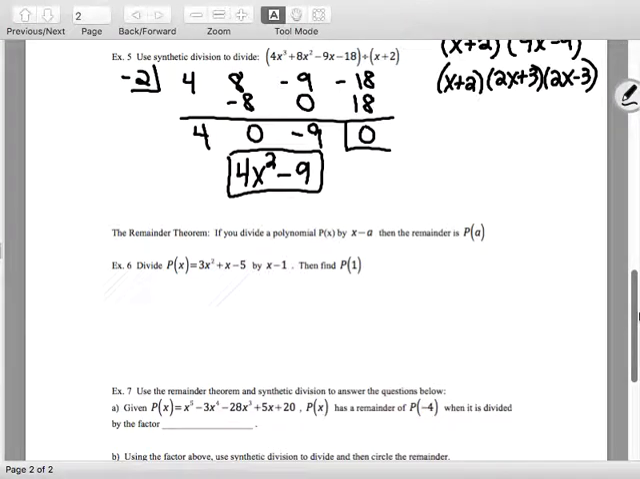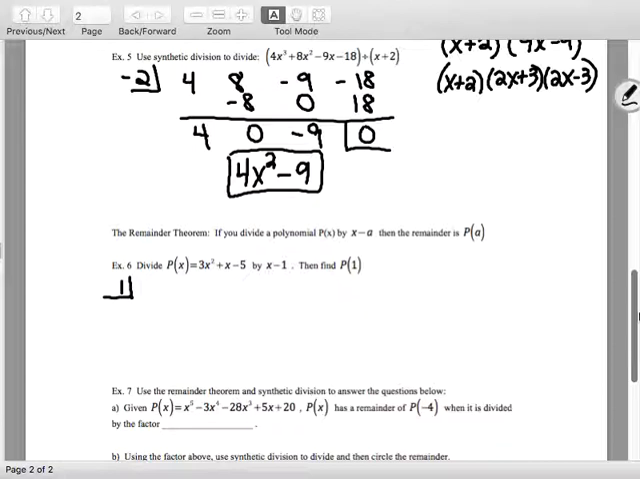All right, the remainder theorem. The last topic here. The remainder theorem says this. If you take a polynomial, and we're going to call it P of x, and if you divide by x minus a, then the remainder, and this is really interesting, the remainder is P of a, so it's going to be the opposite of that sign. So watch this. If I divide P of x by x minus 1, so let's do that.